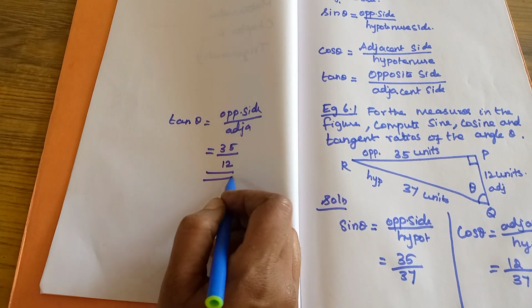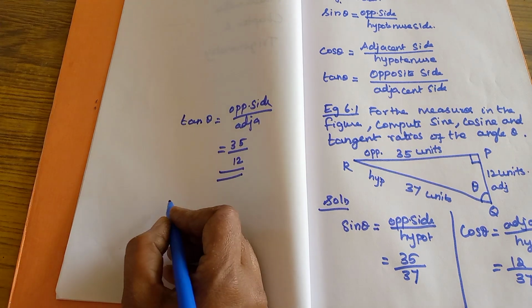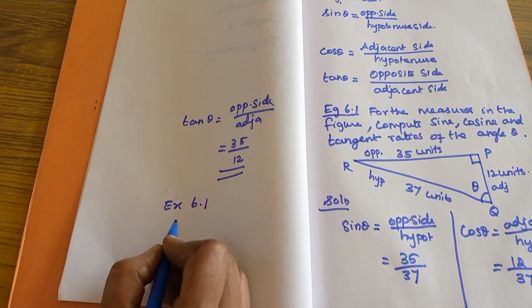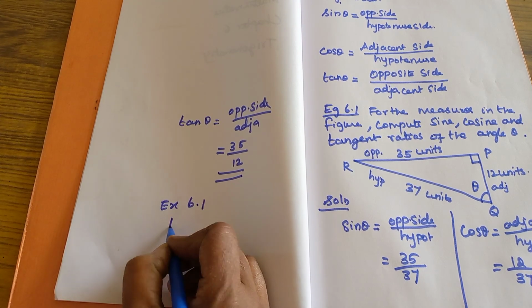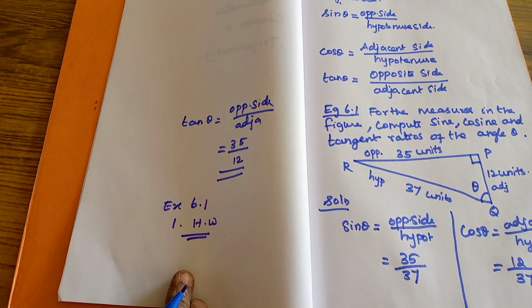Understood, students? Here, similar to this, we have one homework question. Note it: Exercise 6.1, question number 1. Do this first question of exercise 6.1 as homework. Okay. Understood, students?